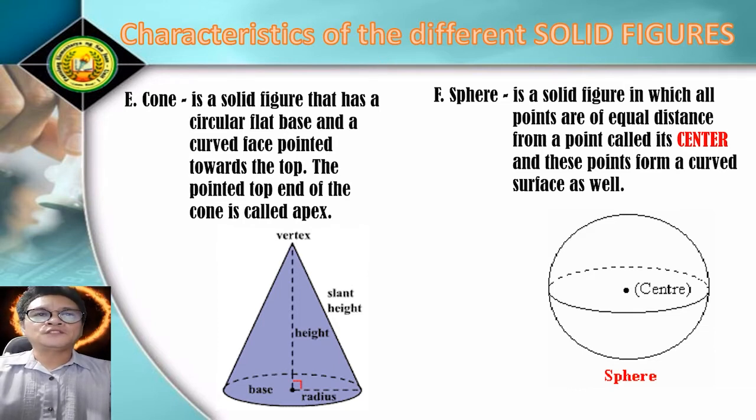Letter F, sphere, is a solid figure in which all points are of equal distance from a point called its center, and these points form a curved surface as well. See the point inside the circle or inside the sphere? That is called the center. If we measure from the point going to the line of the circle, the measurement will be the same.